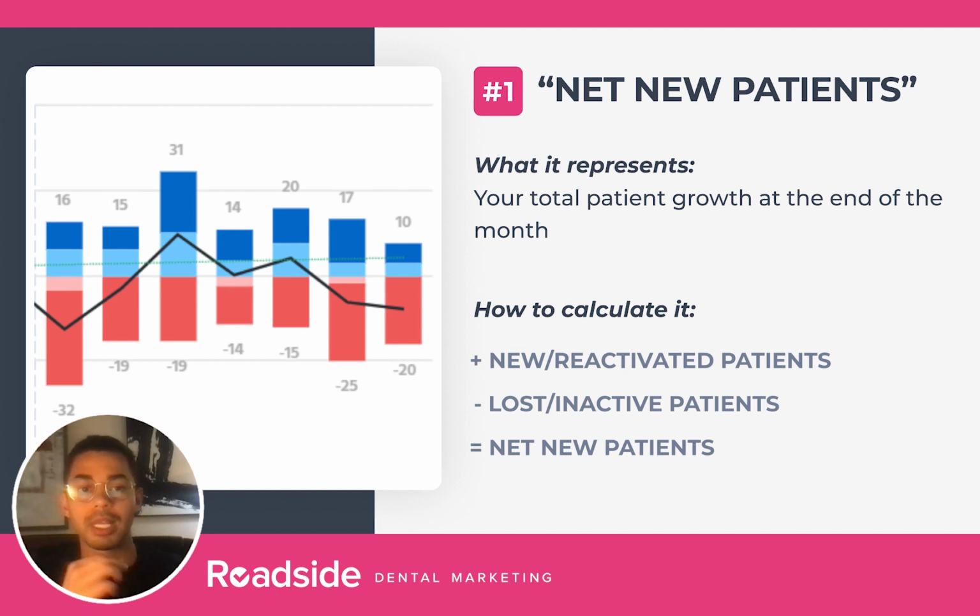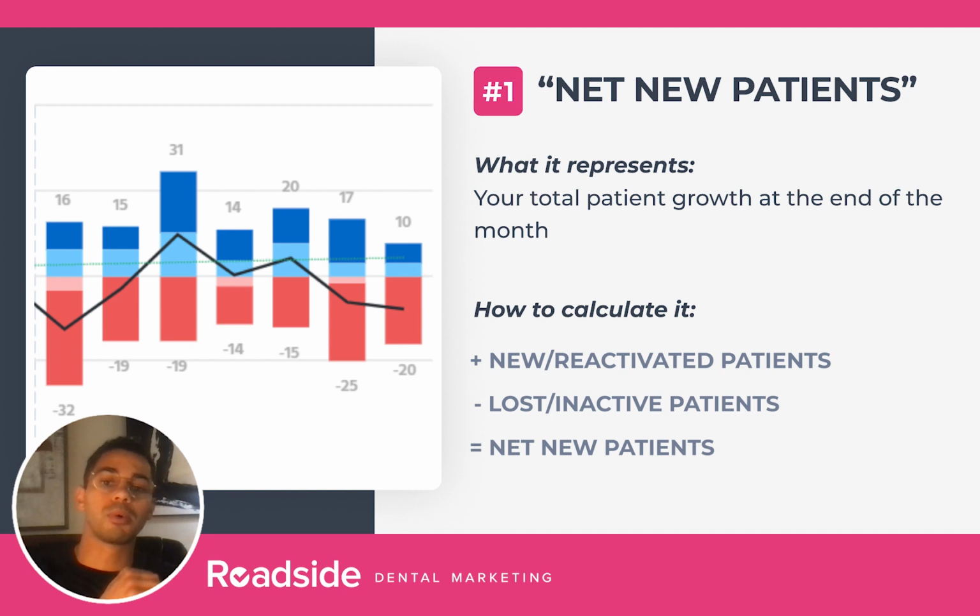So without further ado, let's jump right into the first one, which is, drumroll, net new patients, right? Net new patients represents your total patient growth at the end of the month or the end of the quarter. It's really simple to calculate. All you do is look at how many new patients and how many reactivated patients you got, and then minus how many lost or inactive patients you got. Overarching, what you want to see is just a positive trend. There's no exact numbers, every practice is different, but you do want to see a positive trend, of course.